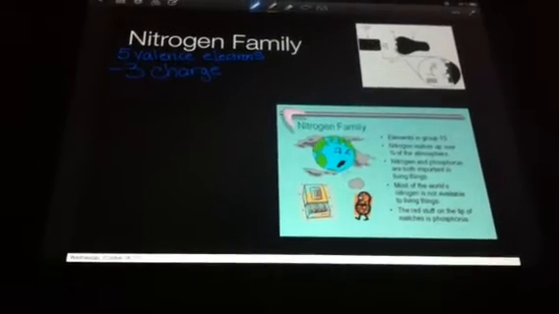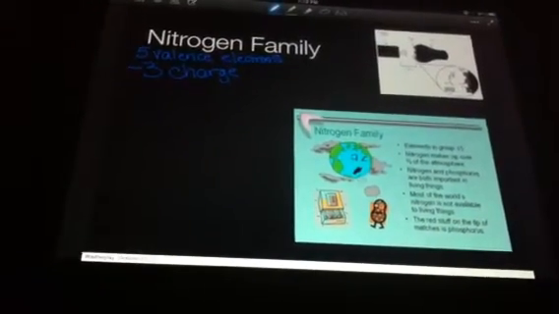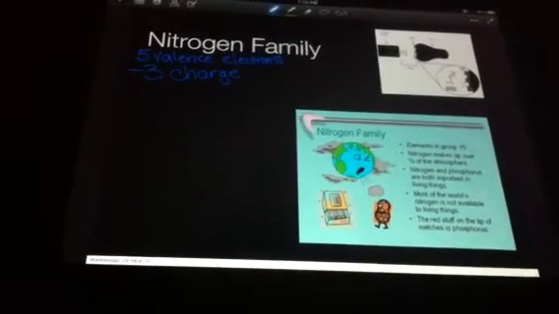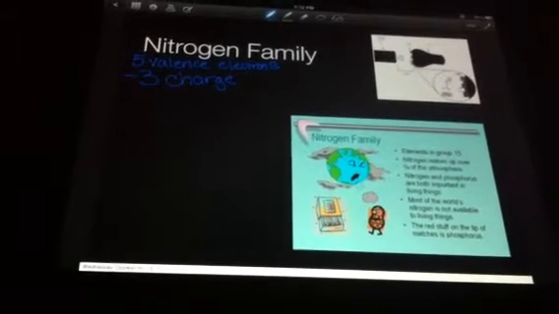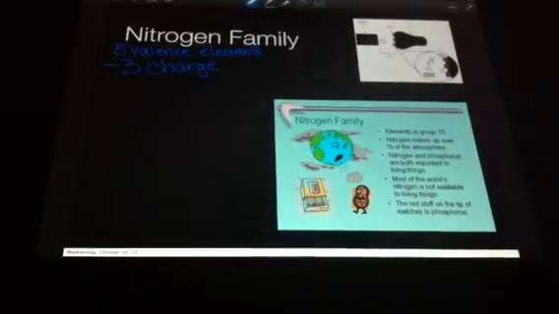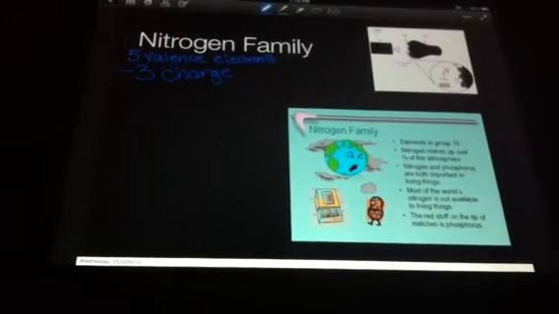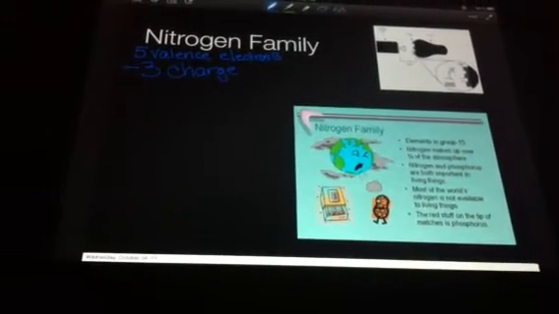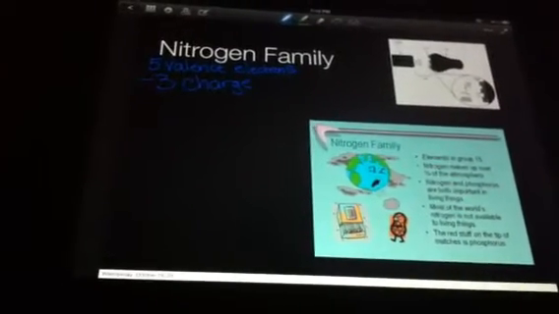Nitrogen family. Nitrogen makes up most of your atmosphere. They have 5 valence electrons. They have a -3 charge. They're also important for our neuron receptors. You learned that in biology. In order for your synapses to work, you have to have nitrogen present because that's based on electricity. Okay?